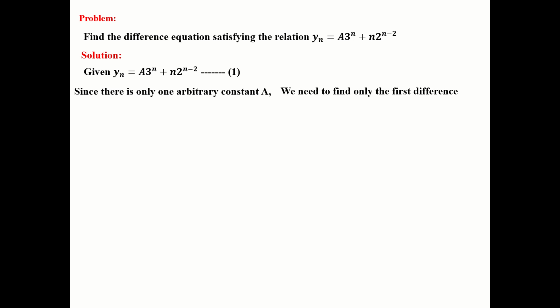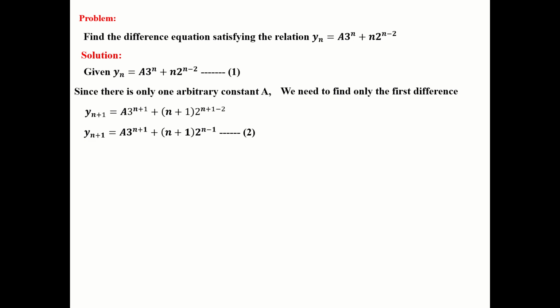Given yn equals a into 3 power n plus n into 2 power n minus 2, that is equation number 1. Since there is only one arbitrary constant a, we need to find only the first difference, because it is order 1. Now yn plus 1 equals a 3 power n plus 1 plus n plus 1 into 2 power n plus 1 minus 2. That is, replace n by n plus 1 in equation number 1.